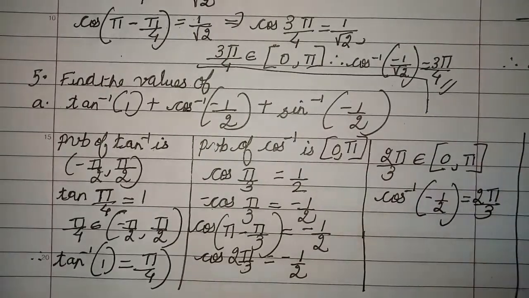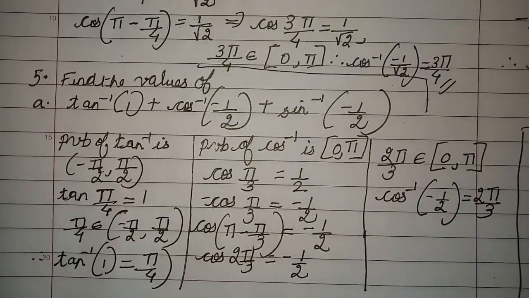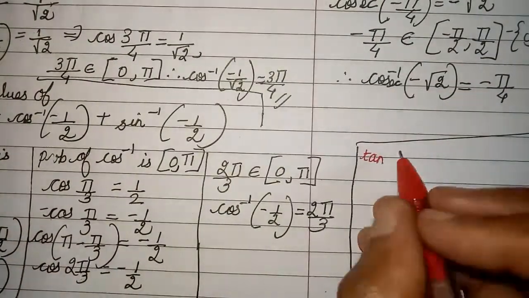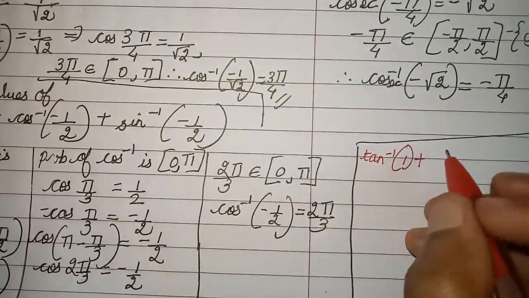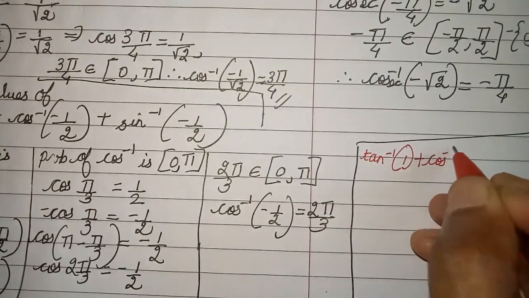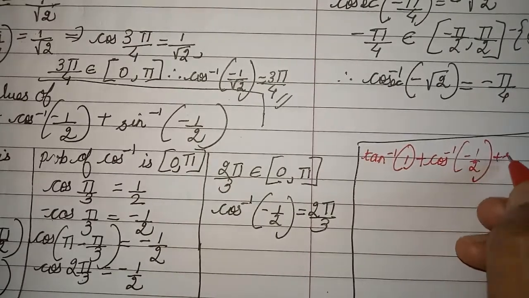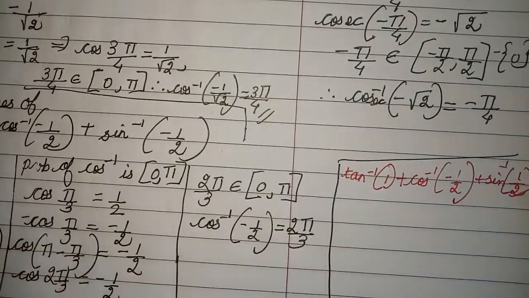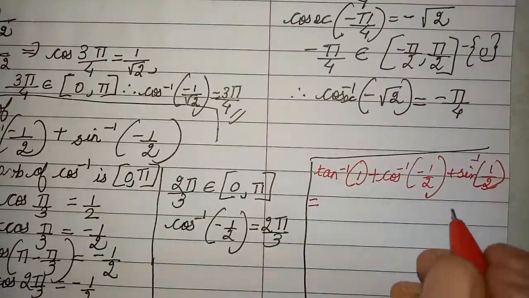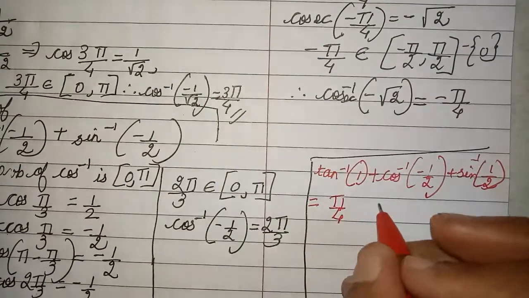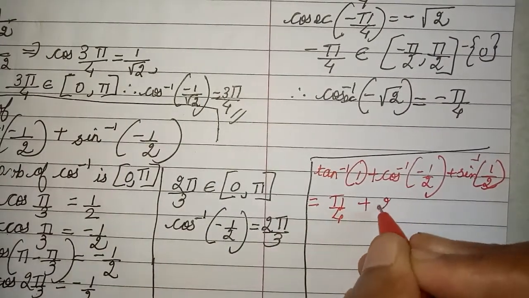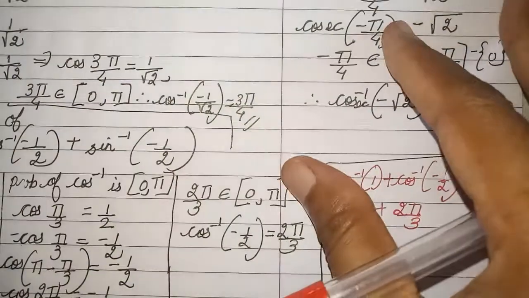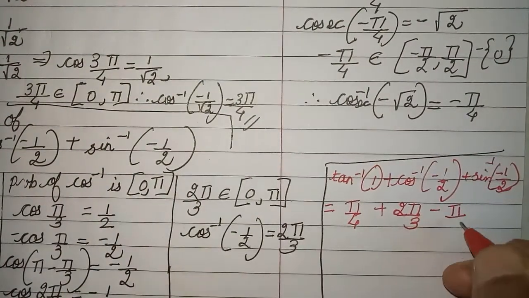Is that clear? Now I am going to substitute all together here. Tan inverse of 1 plus cos inverse of minus half plus sin inverse of minus half. This is my question. Substitute the values. Tan inverse of 1 is pi by 4. Cos inverse of minus half is 2 pi by 3. Sin inverse of minus half, already calculated, I showed you before, is minus pi by 6.